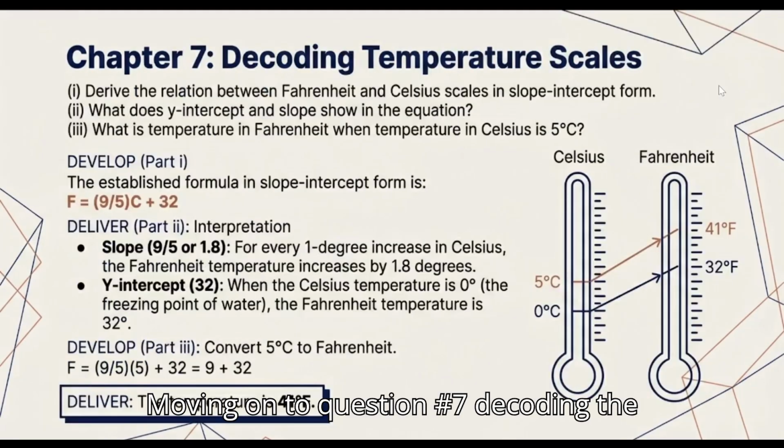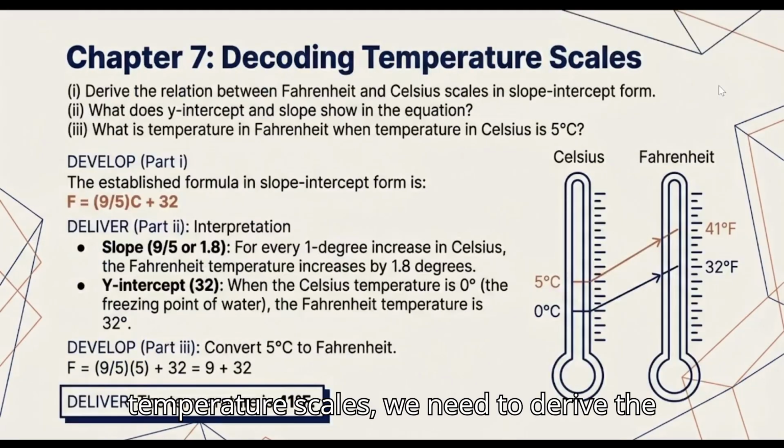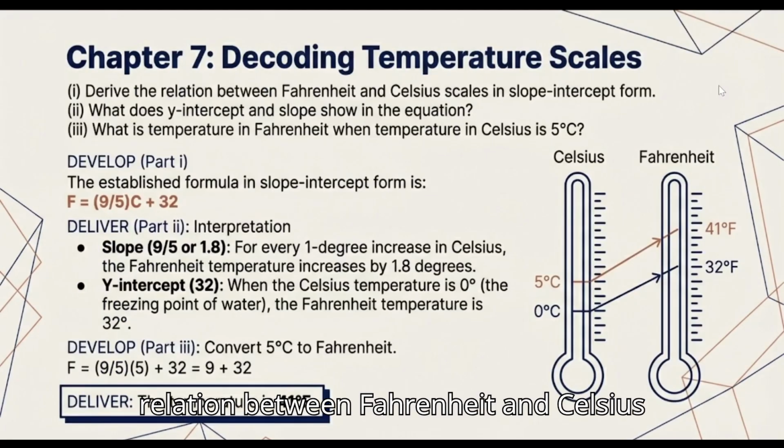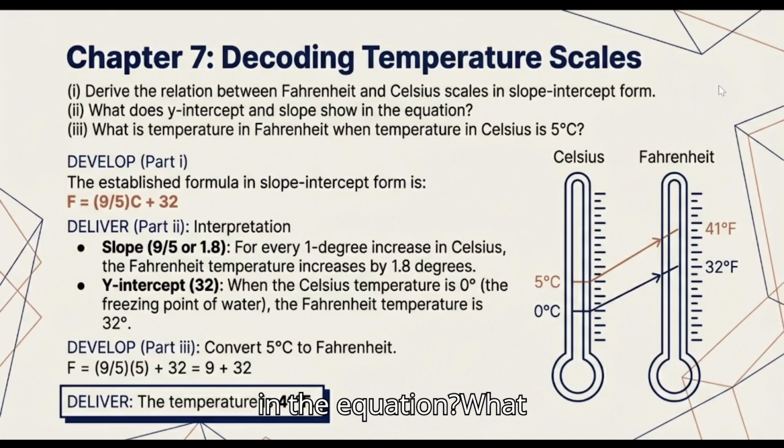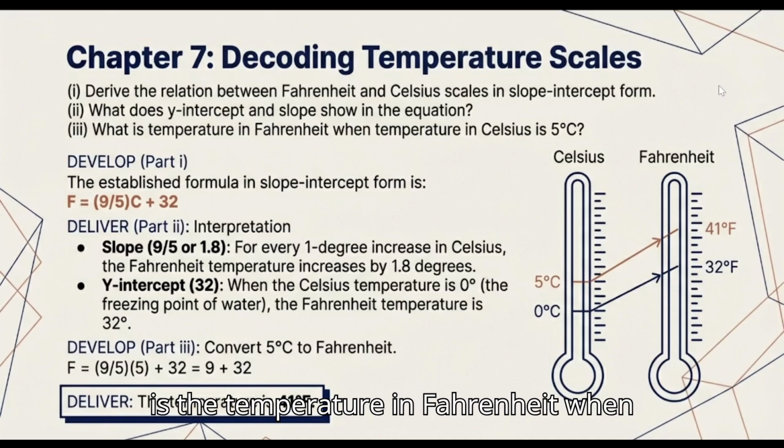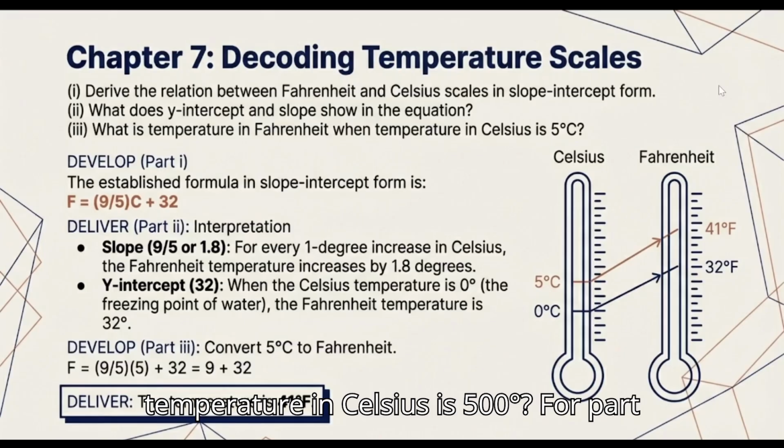Moving on to question number 7, decoding the temperature scales. We need to derive the relation between Fahrenheit and Celsius scales in slope intercept form. And then what do the y-intercept and slope show in the equation? What is the temperature in Fahrenheit when the temperature in Celsius is 500 degrees?